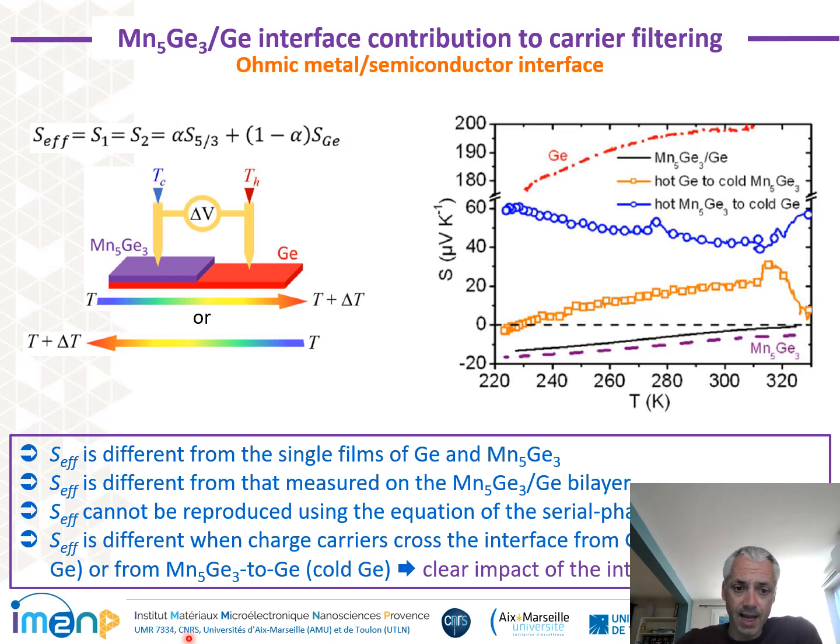And we can note that this effective Seebeck coefficient is different when charge carriers cross the interface from germanium to Mn5Ge3, which means when germanium is on the hot side, it gives this Seebeck, and from the case where the carriers cross the interface from Mn5Ge3 to germanium, when germanium is on the cold side, which corresponds to these measurements. So we have here a clear impact of the interface on the Seebeck coefficient.